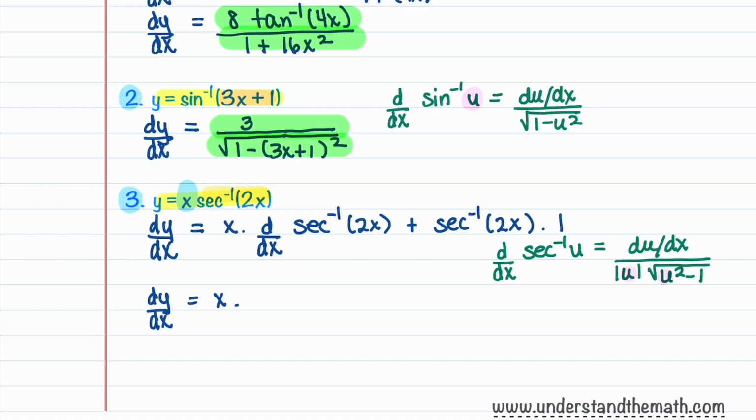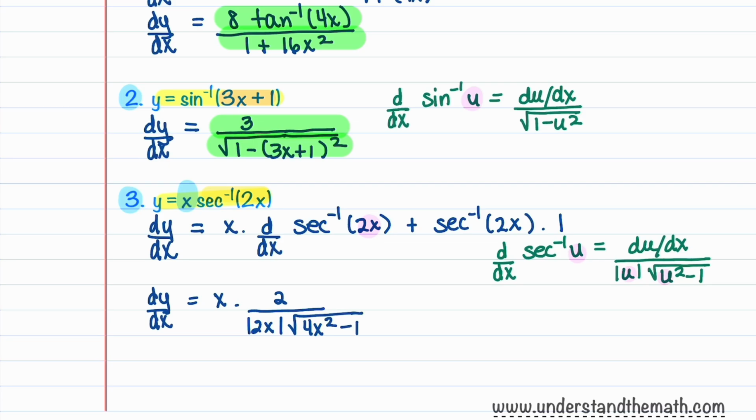Now we're going to take the derivative of inverse secant of 2x. The 2x is our u. So we're going to take the derivative of 2x, and that goes on top, so that's a 2. And then we're going to divide that by absolute 2x times the square root of 2x squared, so that's a 4x squared. The absolute goes away because we're squaring it, and then we subtract 1.